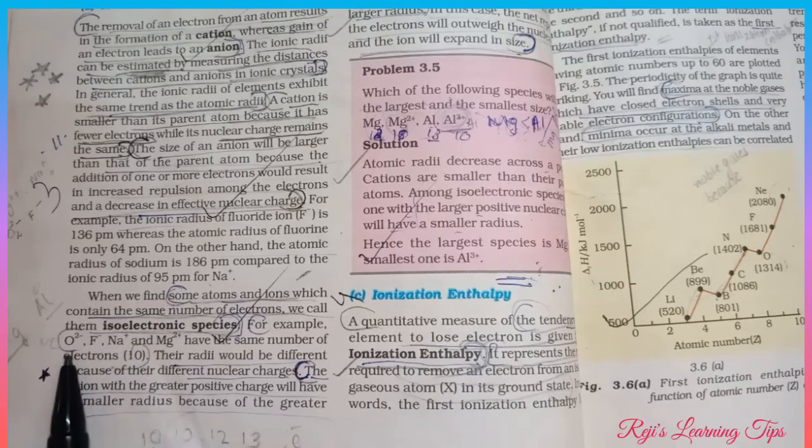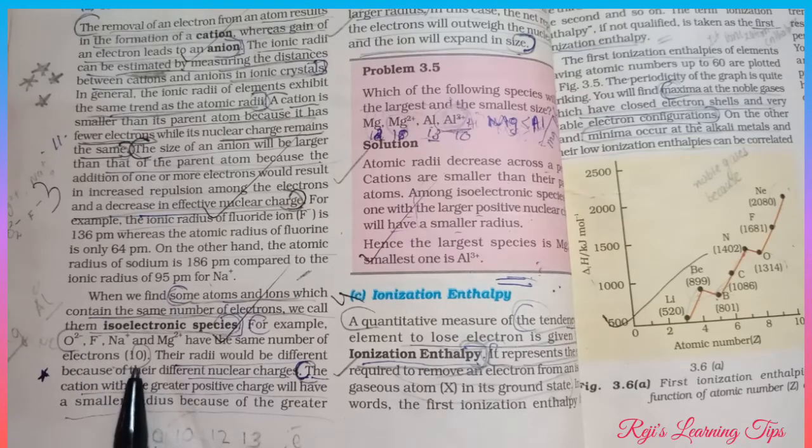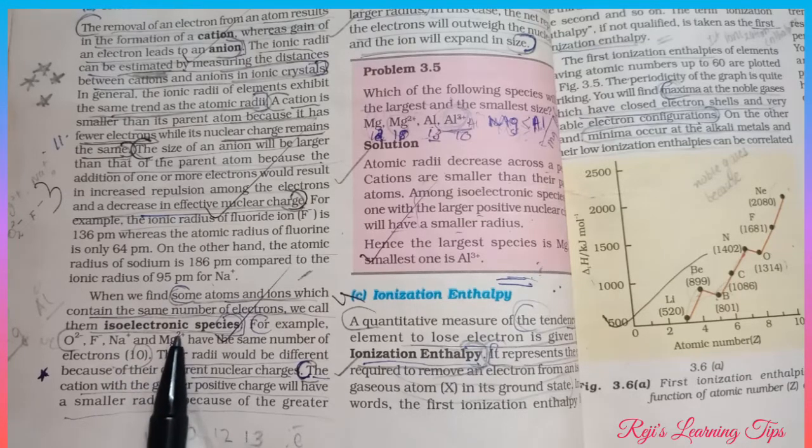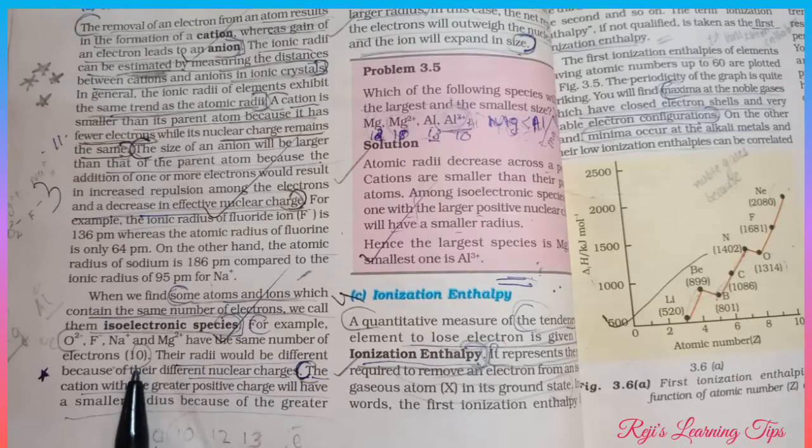Okay, O2 minus. O means oxygen, atomic number 8, then 2 minus, so we get 10. Fluorine is 9, then F minus means that is 10. Na plus, sodium 11, Na plus means 11 minus 1, that is 10. Mg2 plus, magnesium 12, 12 minus 2 is equal to 10. So, what are isoelectronic species, and give examples?